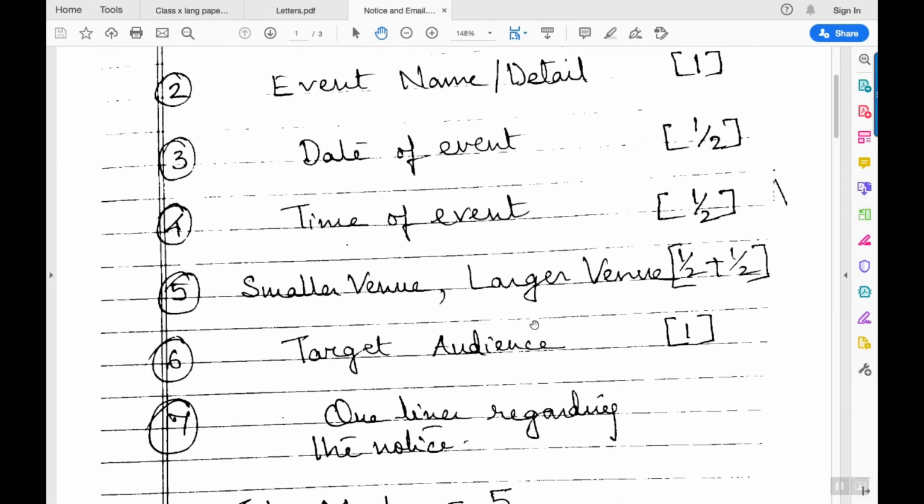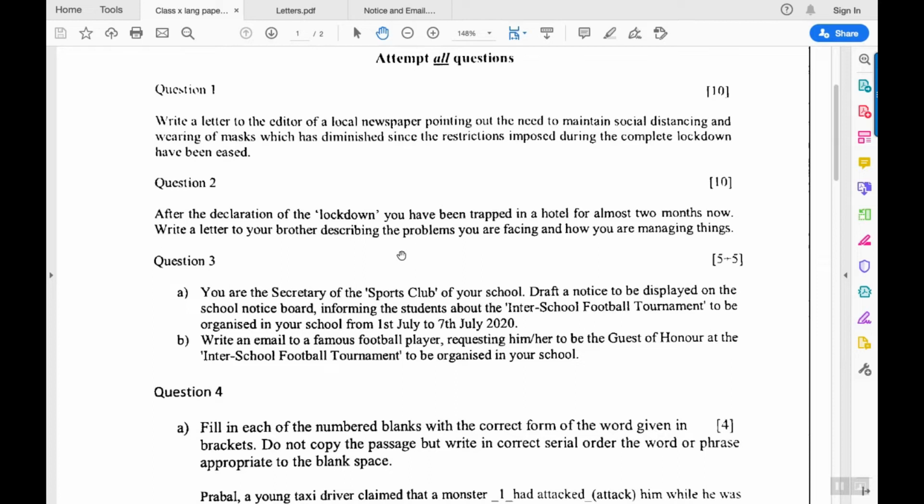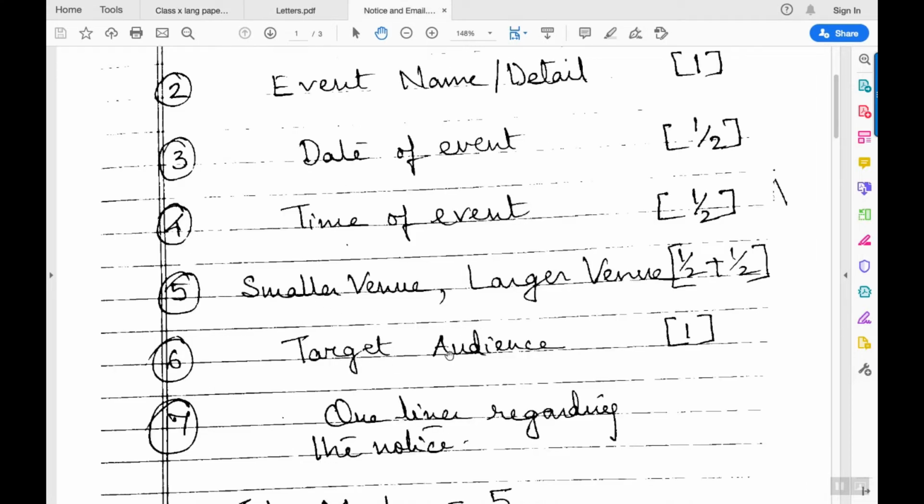Now what is the target audience? Does the question mention the target audience? You are the secretary of the sports club of your school. Draft a notice to be displayed on the school notice board, informing the students about the inter-school football tournament to be organized in your school from 1st July to 7th July. So target audience is not mentioned. You can mention whatever you want.